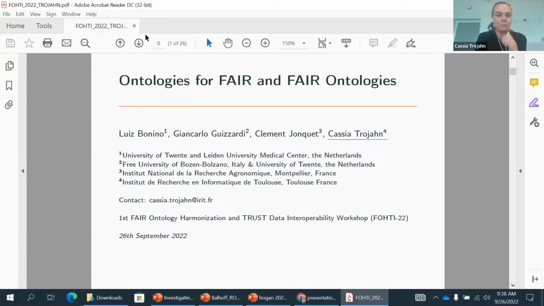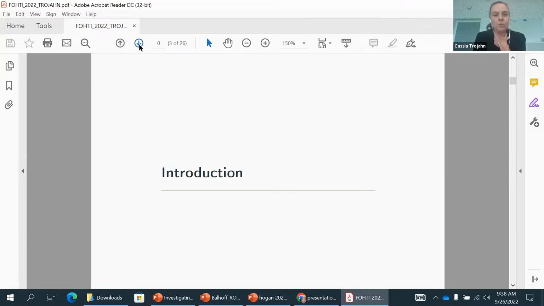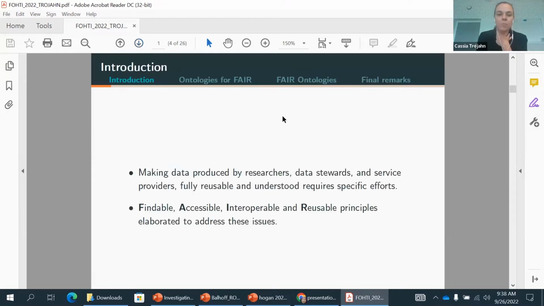The agenda of this presentation: I will introduce the topic a little bit and go into two main dimensions. The first dimension is ontologies for FAIR, and the second dimension is producing FAIR ontologies, so producing ontologies that are themselves FAIR. Then some words on the outcomes of the workshop and of our discussions.